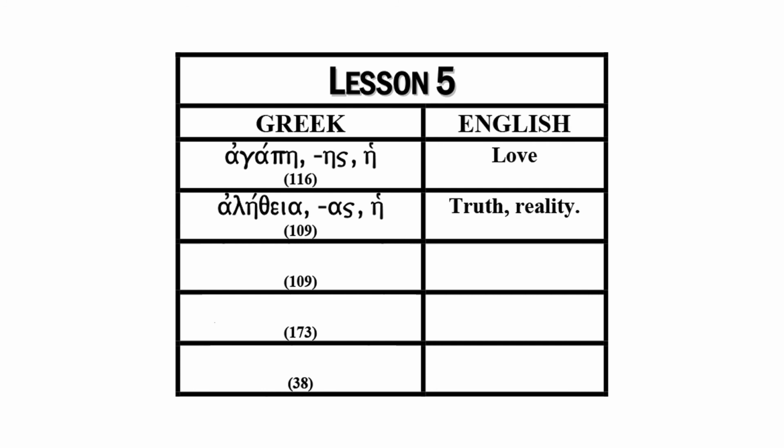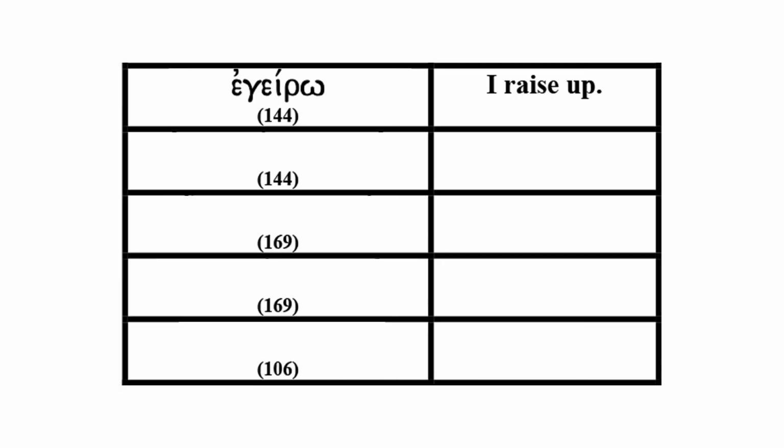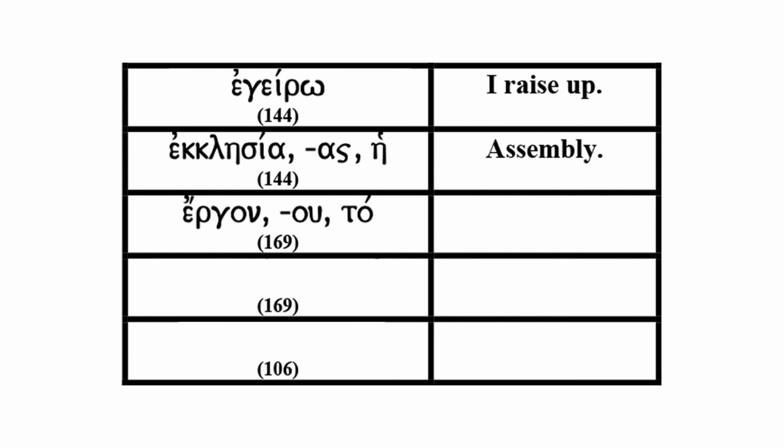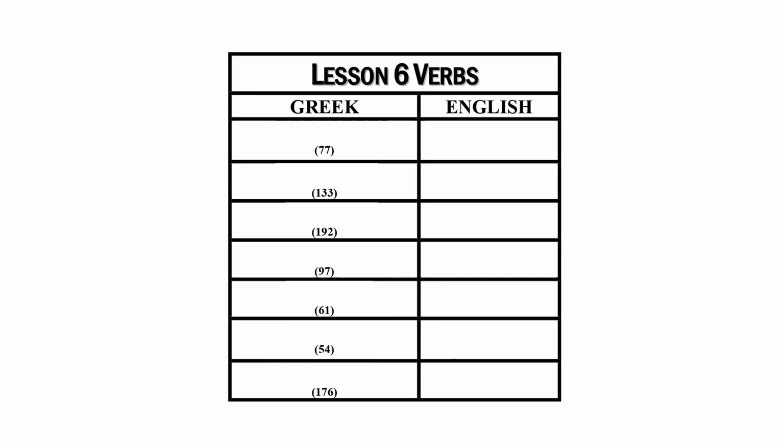Agape, he, love. Aletheia, he, truth, reality. Hamartia, he, sin. Basileia, he, kingdom. Graphe, he, writing or scriptures. Egeiro, I raise up. Ekklesia, he, assembly. Ergon, to, work. Mathetes, ho, disciple or student. Hora, he, hour.